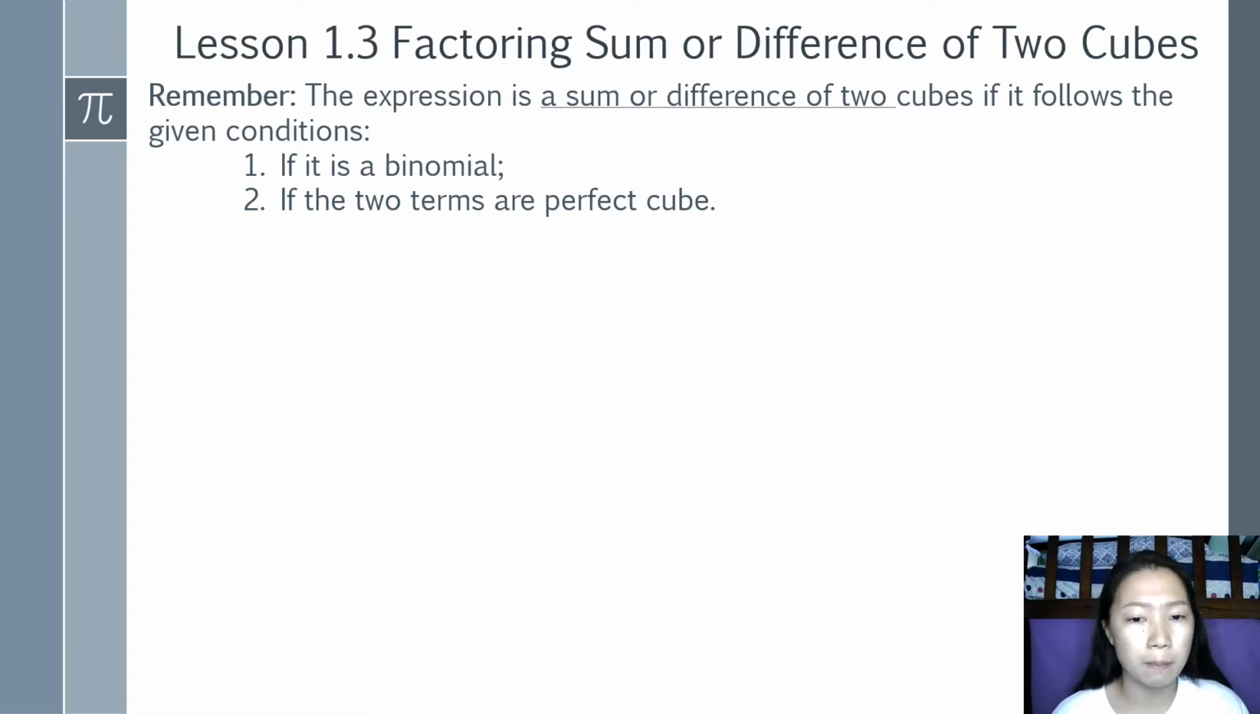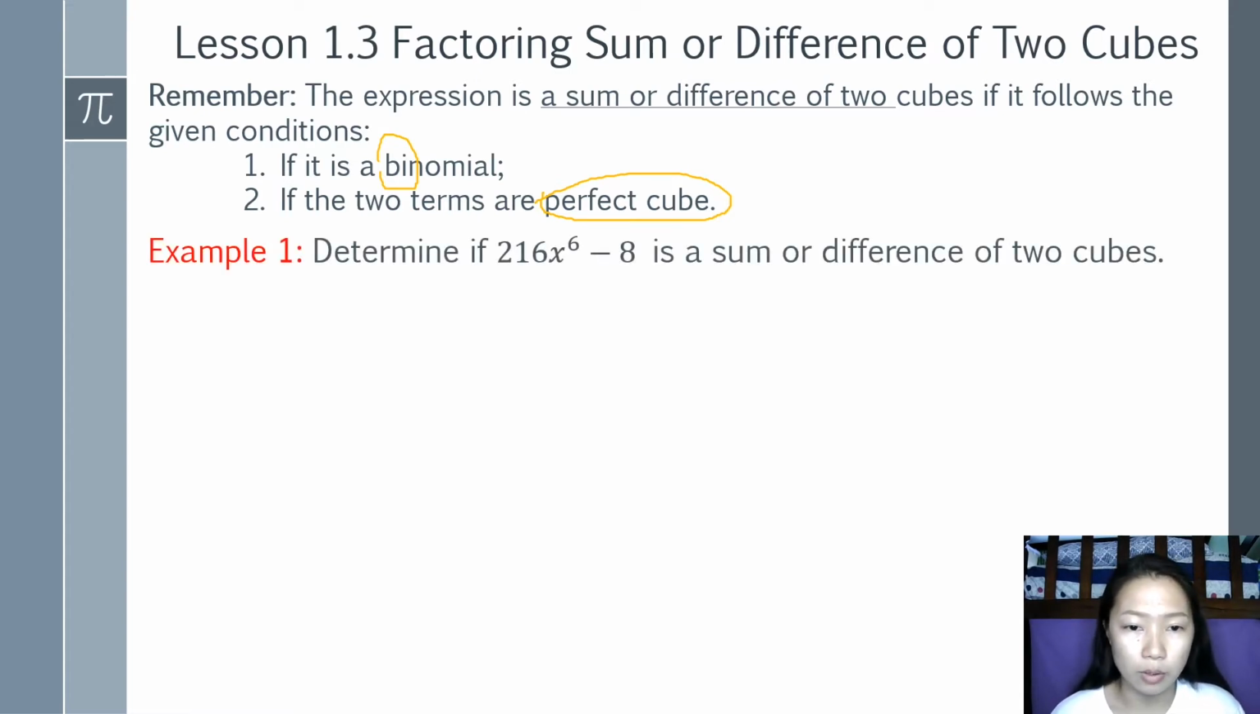So when we say binomial, from the word bi, means dalawa. Sa bicycle, ilan ang gulong? Dalawa. And sa binomial, ilan ang terms? Dalawang term. The next, if the two terms are perfect cube. Parang perfect square, kaya lang this time, 3 times. Ang perfect square, 2 times mo lang ita-times sa sarili. Pero dahil cubes na ang pinag-usapan natin, 3 beses mo na siya ita-times sa sarili.